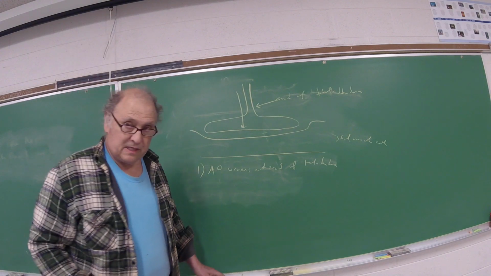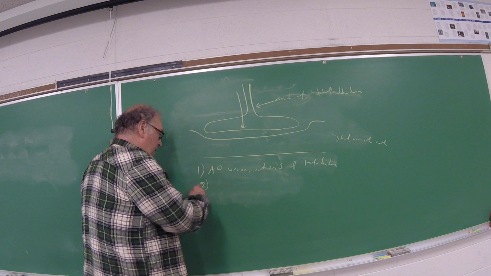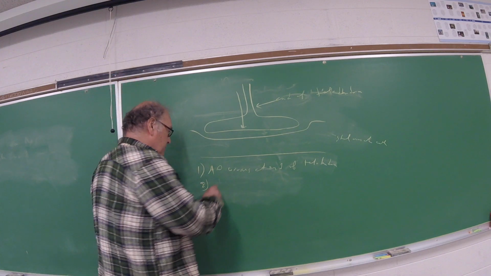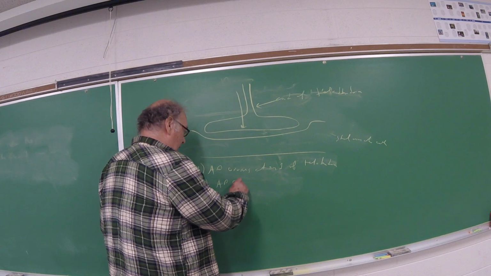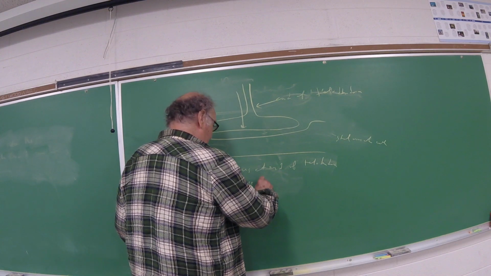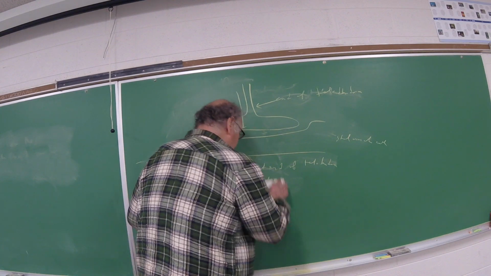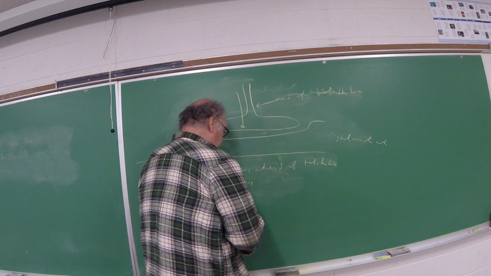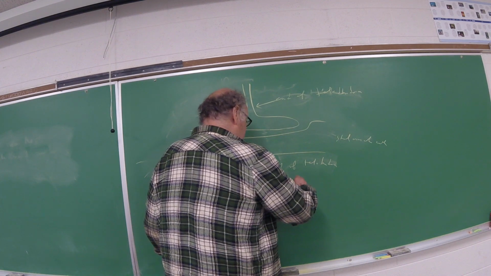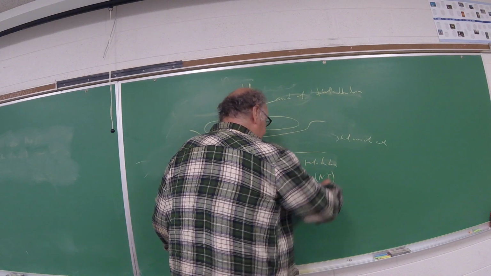The next step in this sequence of events is step 2 right here. The AP causes the release of acetylcholine. The action potential causes the release, R-E-L-E-A-S-E, of acetylcholine, ACH, which is a neurotransmitter.